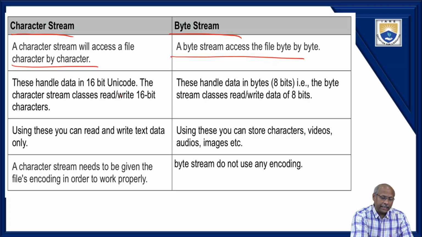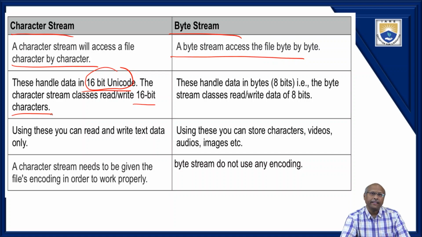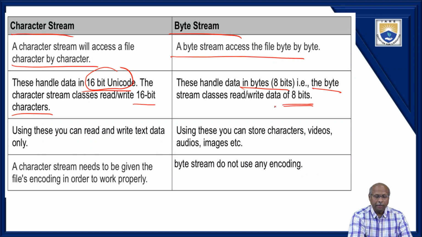Character streams handle data in 16-bit Unicode. So if you are using character stream, it will be using 16-bit Unicode. The character stream classes read and write 16-bit characters. This will read at a time one character and write one character. Whereas this will read byte by byte. Byte stream classes handle data in bytes, using 8-bit bytes. This is 8-bit bytes, this is 16-bit, because every character requires 16 bits here.